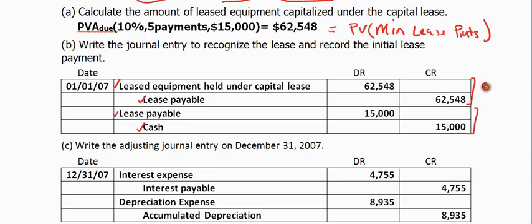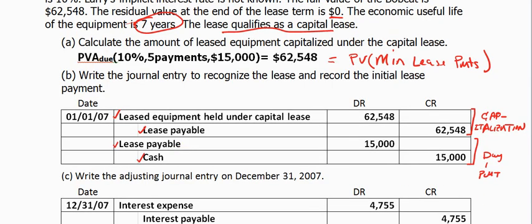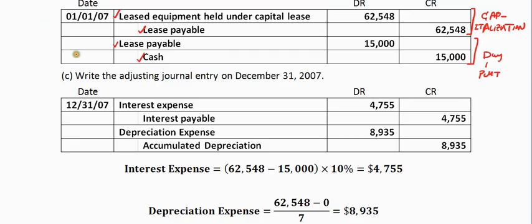This is the capitalization. It's a big word, not a lot of room to write it. This is the actual capitalization, and this is a day 1 payment. I tend to put these together when it is an annuity due. Just to remind you, if you're doing the interest calculation, you have to remember that you're reducing the payable on day 1. So the adjusting entry for the interest expense is $4,754.80, and we did this calculation in example 1B, but we can do it again: $62,548 minus the $15,000 times 10%.